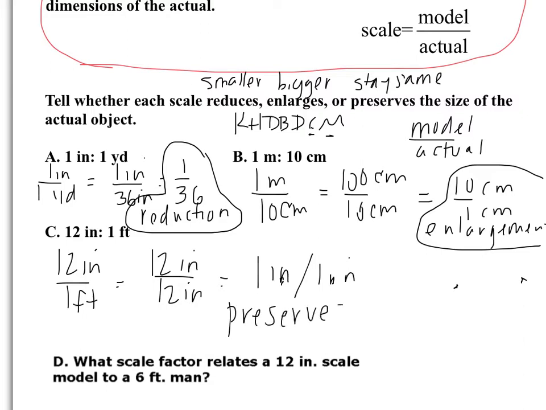Okay, so now you have an example of each one. You have an example of a reduction, less than 1, you get a fraction. You have an example of an enlargement, 10 over 1, or 10, a whole number, so it enlarges.